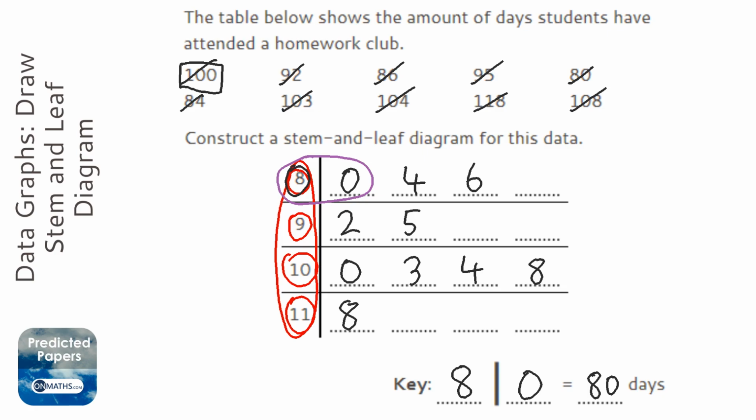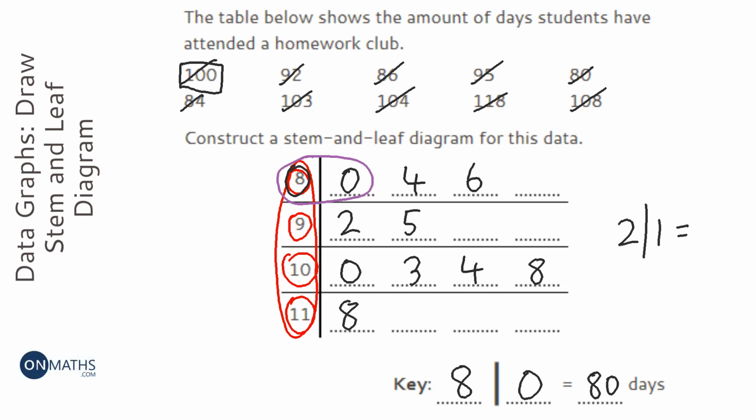Well, actually, we do a different type of stem leaf diagram where, say, 2 line 1 or whatever equals 2.1 rather than 21. So we do the key to show whether we're using decimals or whether we're just using what we have in this stem and leaf diagram.